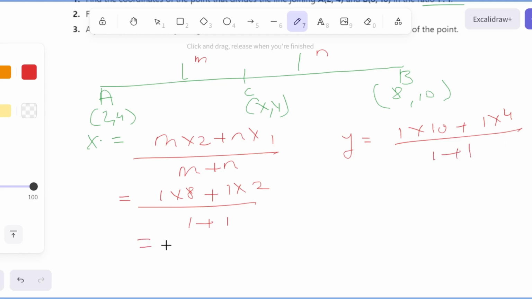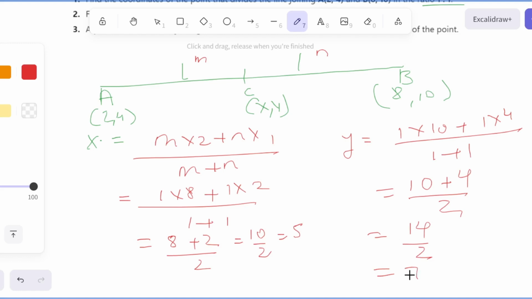So here you get 1 times 8 is 8, 1 times 2 is 2, so 8 plus 2 upon 2, and that will give you 10 upon 2, which will give you the point as 5. Same here. So 1 into 10 is 10, 1 into 4 is 4, divided by 2, so that is 14 upon 2, and that will give you 7. So what are the coordinates of this point? 5, 7.